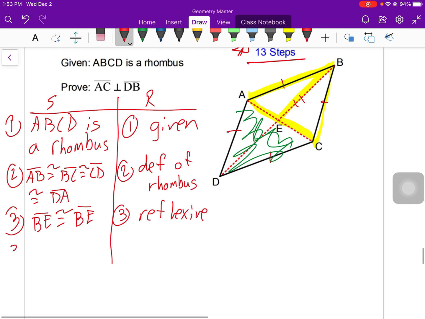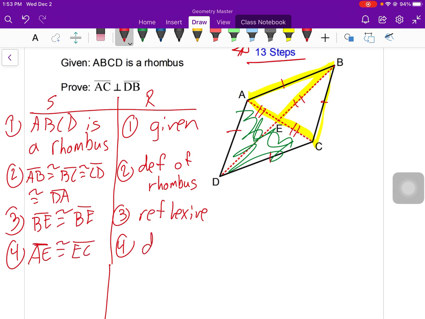So I've got 2 sets of sides. I almost said step 3 again. Step 4. This was a rhombus, which is a type of parallelogram, and we know that diagonals of a parallelogram bisect each other, right? So that means that segment BD bisects segment AC. So segment AE is congruent to segment EC by the definition of a segment bisector.